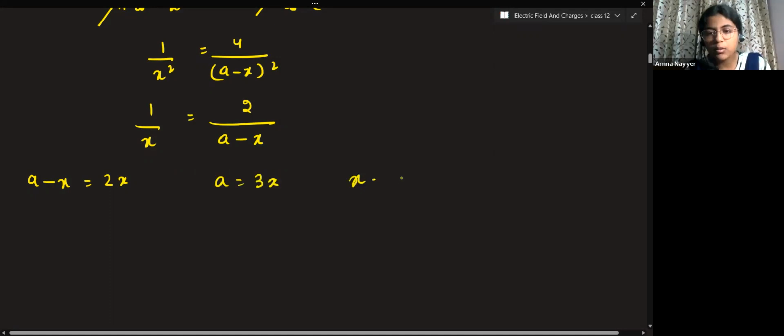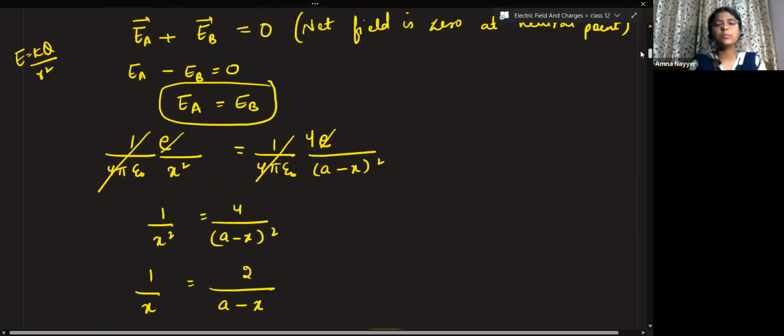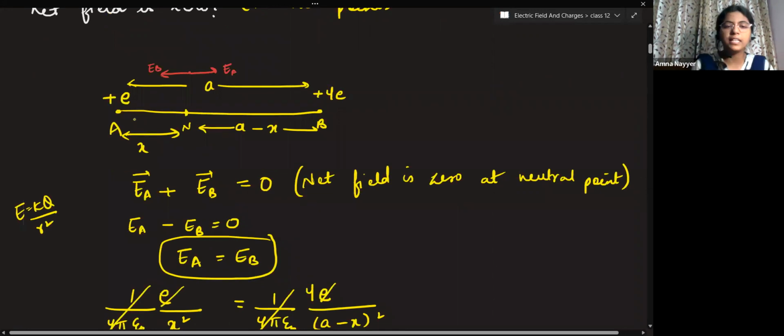Now do we have the value of x with us? A by 3. So we now know that neutral point is situated at x equals to A by 3 from point A. So this becomes A by 3 and this part becomes 2A by 3. So if the question asks you to calculate from 4e, then you can simply subtract A minus X and write 2A by 3. And if the question specifies you to calculate it from charge plus E, then you have got the answer A by 3. Is this clear?